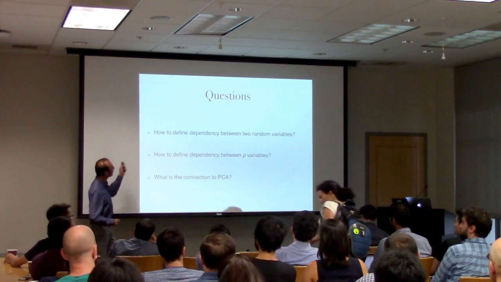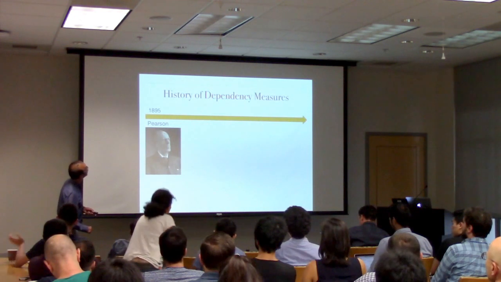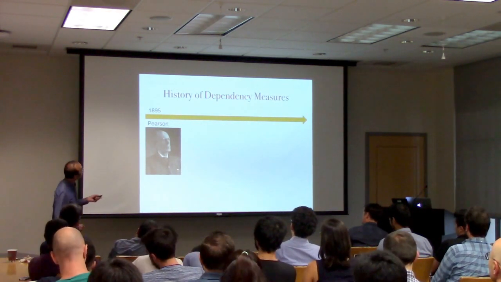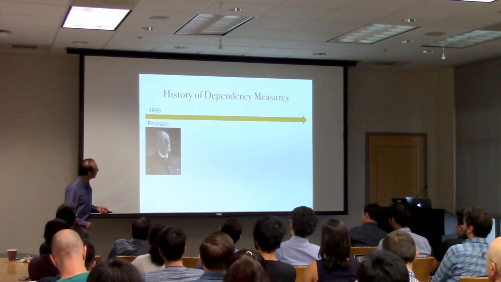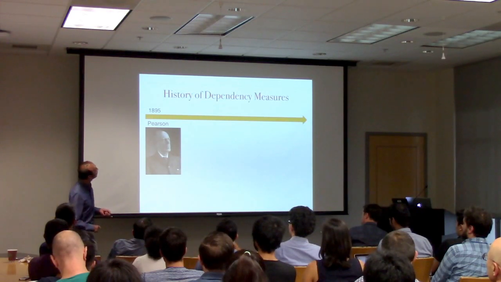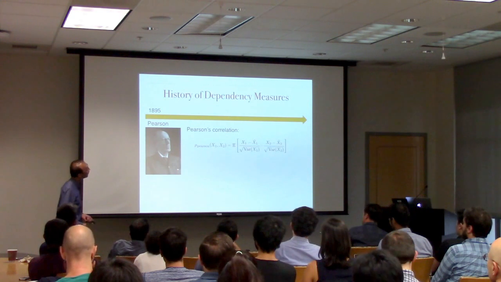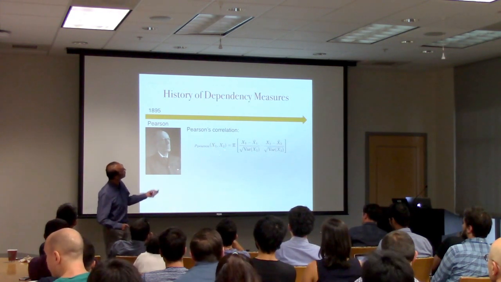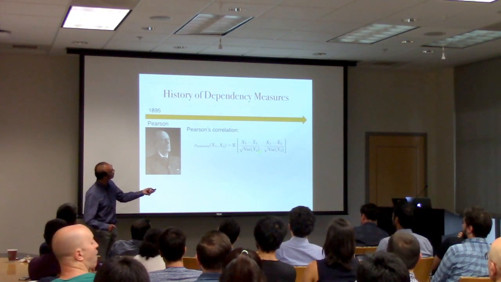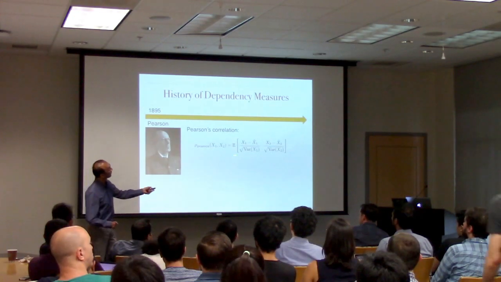All right, so we start from probability 101. Probability 101 means back to 1895. This guy is called Pearson, and he asked this question: how do you define dependency between 2 random variables? He came up with this concept, which we all know from probability and statistics 101. If you have 2 random variables, x1, x2, then the Pearson correlation is the expectation of the product of x1, x2, centered and normalized by the variance.